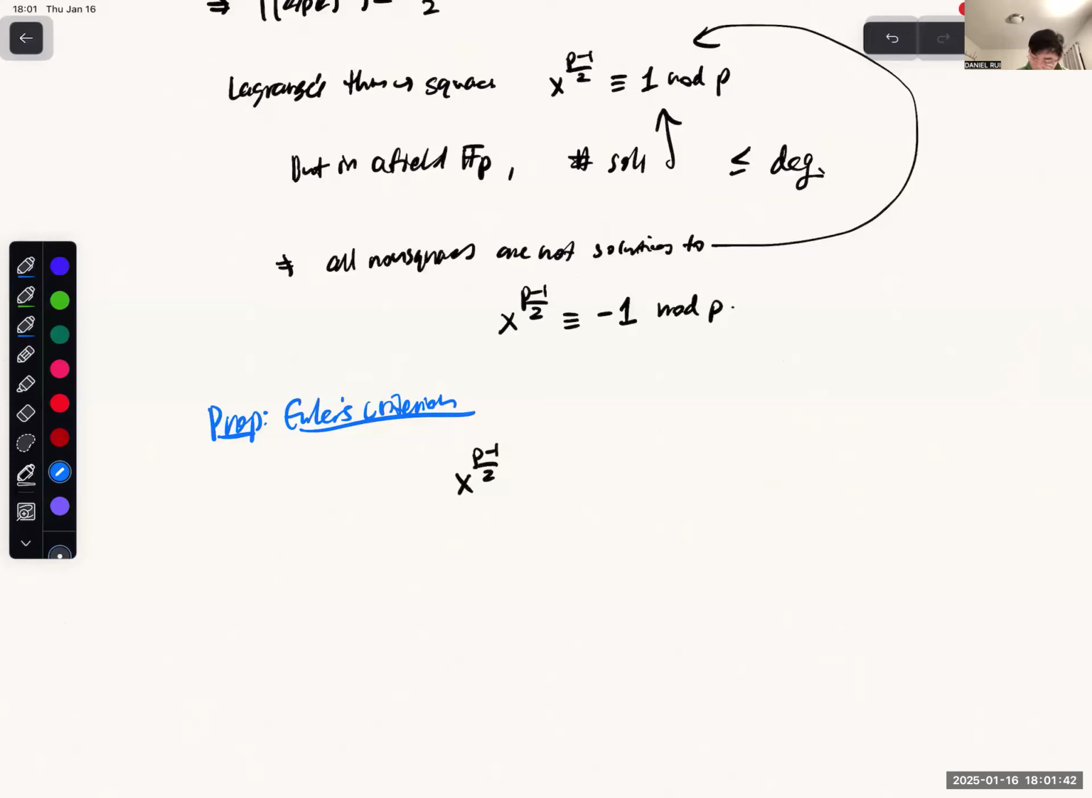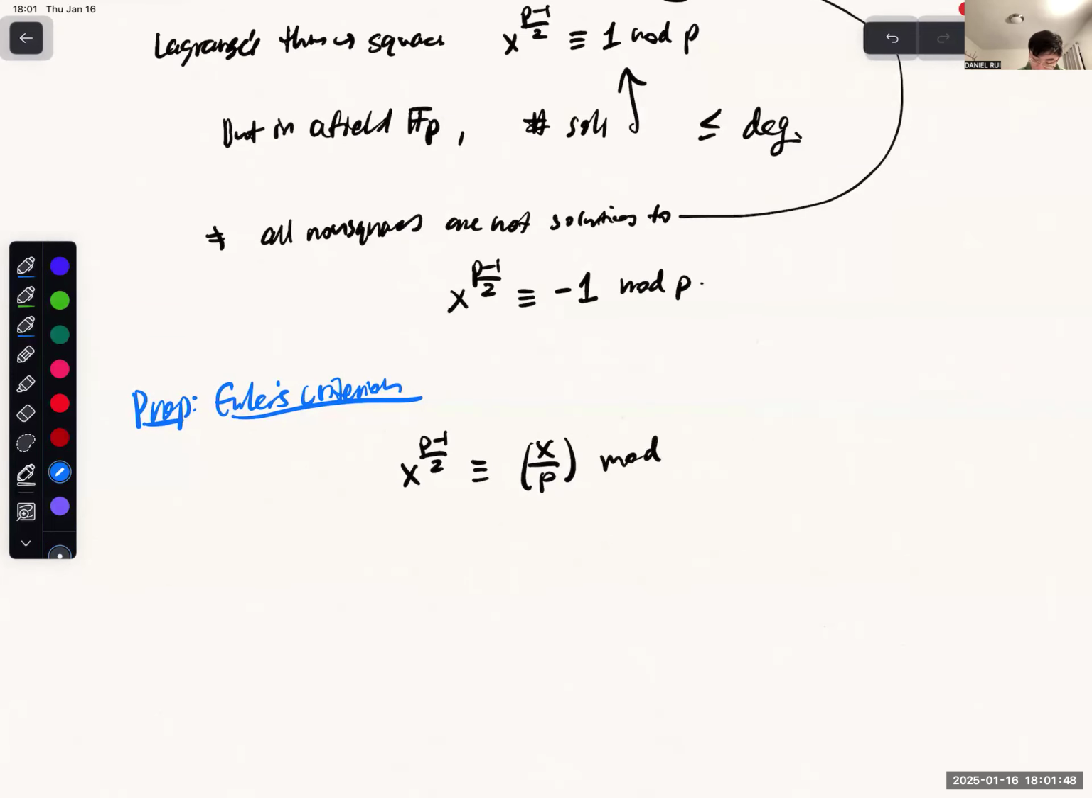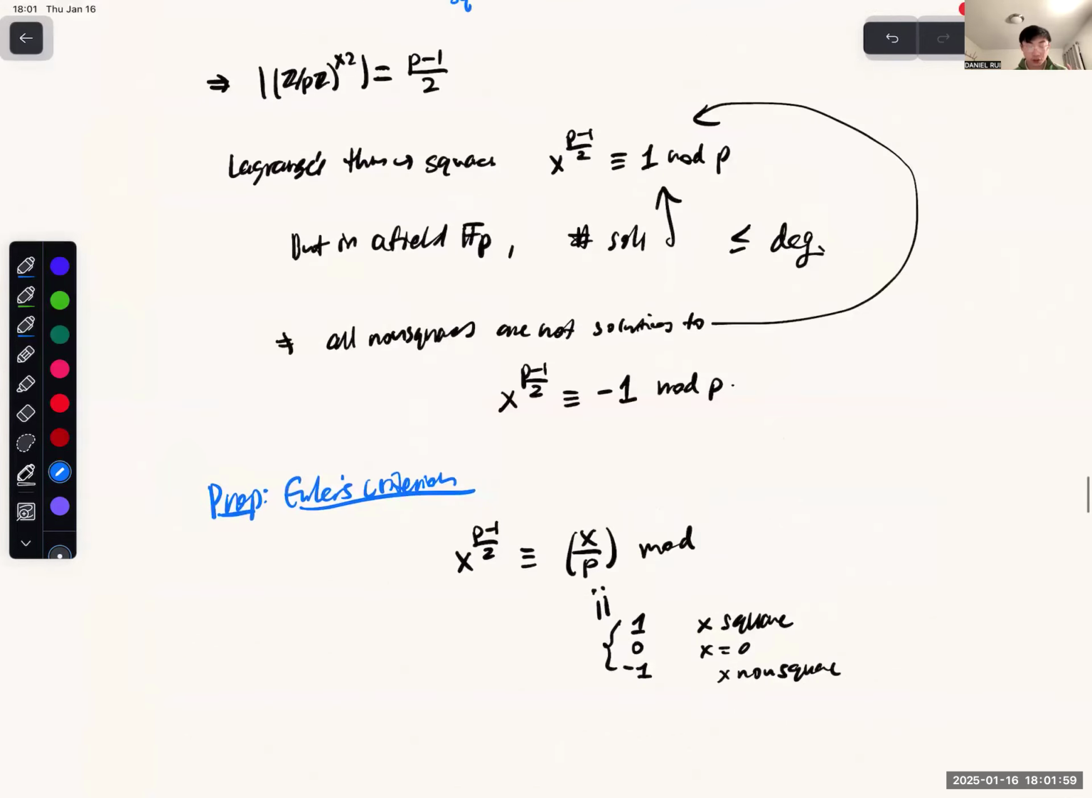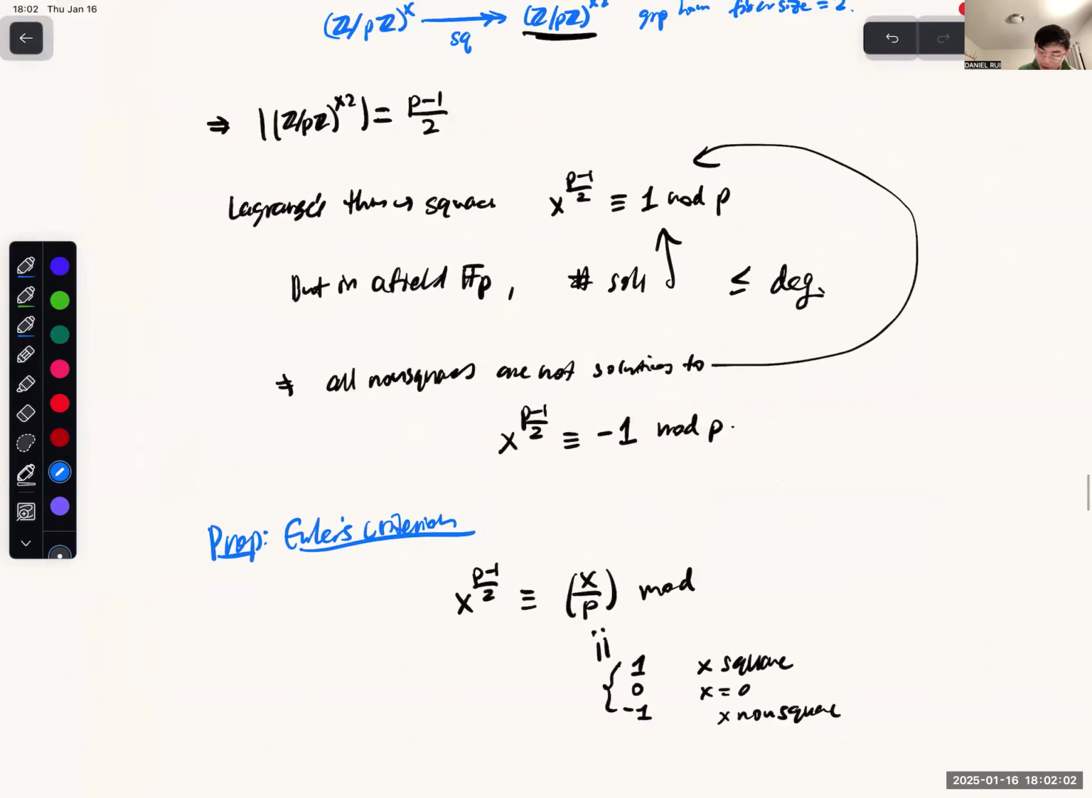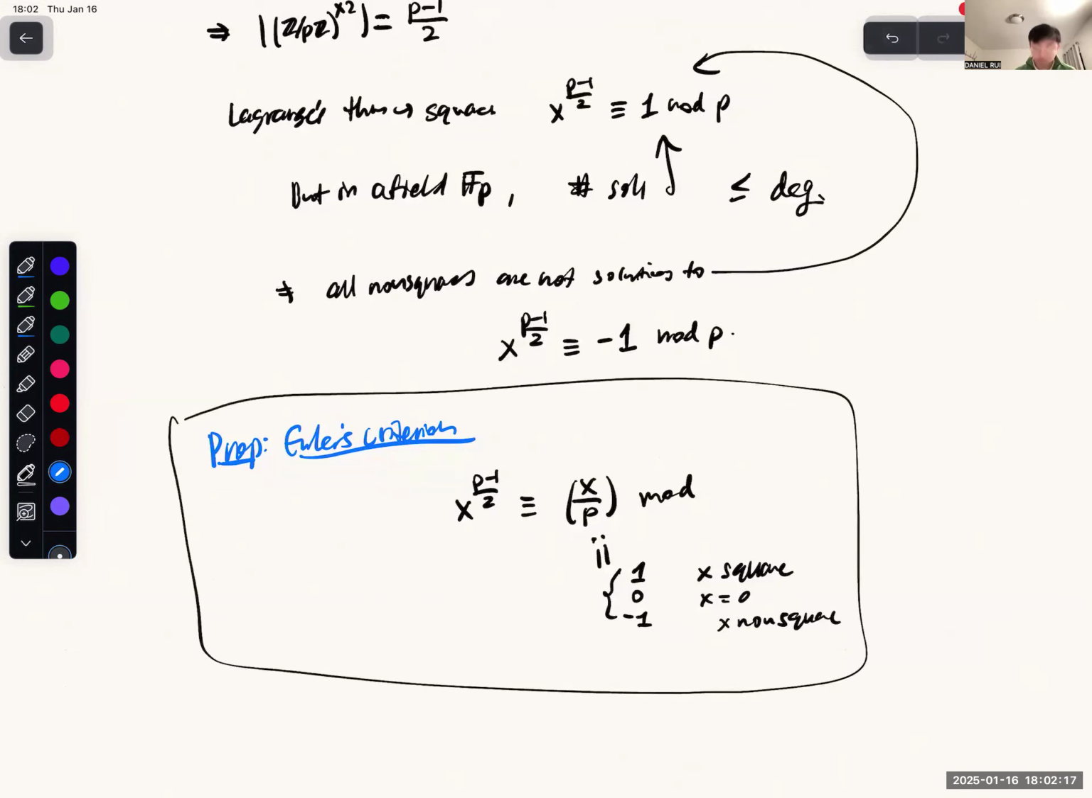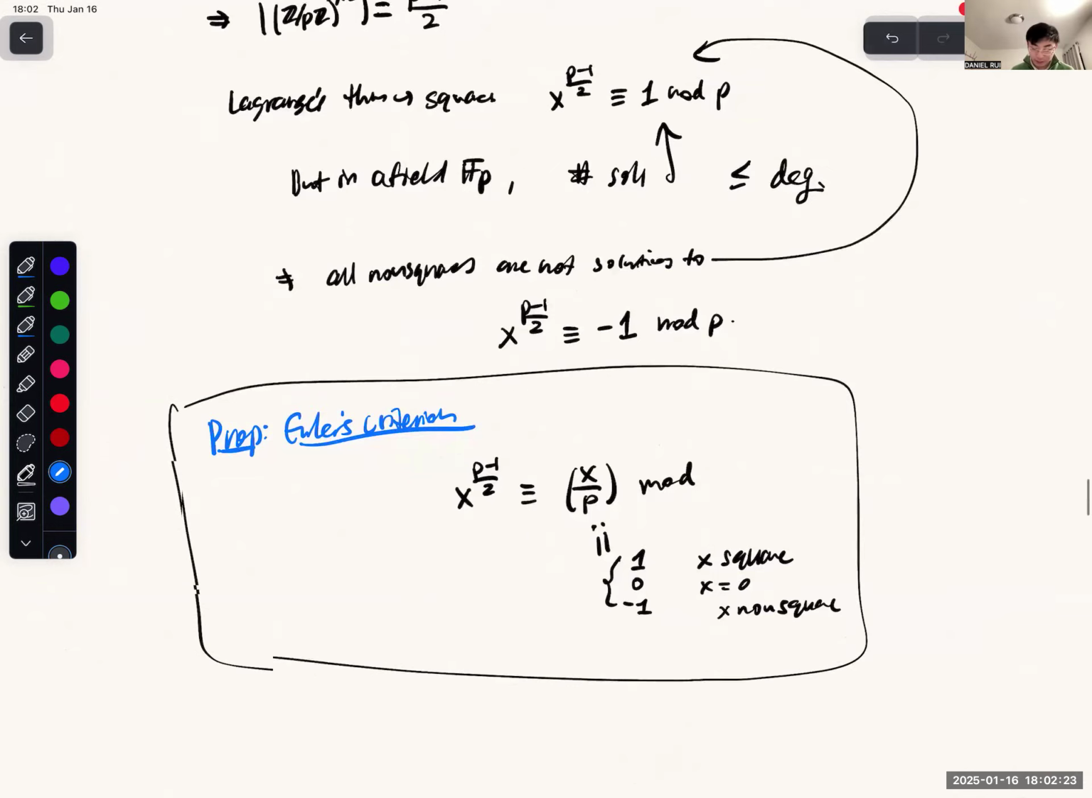x^((p-1)/2) is congruent to this symbol, which I will define momentarily. This is called the Legendre symbol. It is defined to be 1 if x is a square mod p, 0 if x is equal to 0, and negative 1 if x is a non-square. Okay, we have just proven this result. If x is a square, then indeed raised to the (p-1)/2 power, it's 1. If it's not a square, then it cannot be 1 because there are only a bounded number of solutions to that. So it must be the other option, which is negative 1. And we have thus produced Euler's criterion. Okay. We are now finally ready to go to higher dimensions.